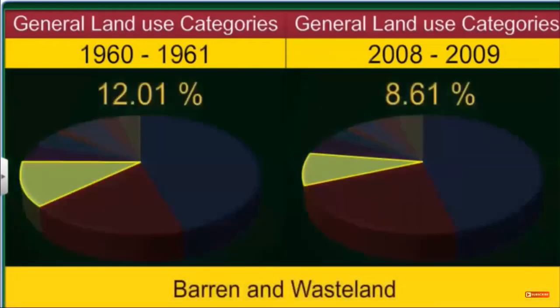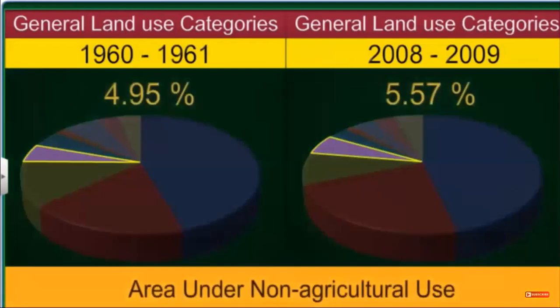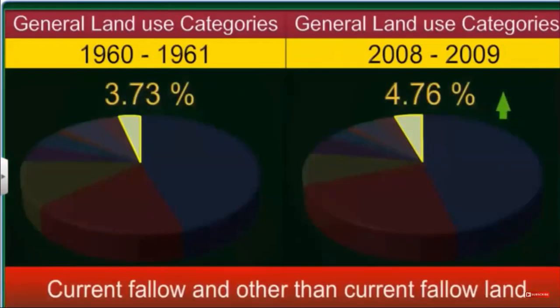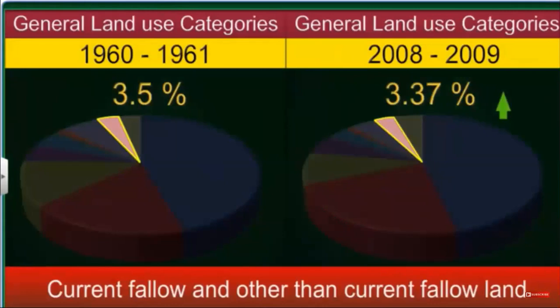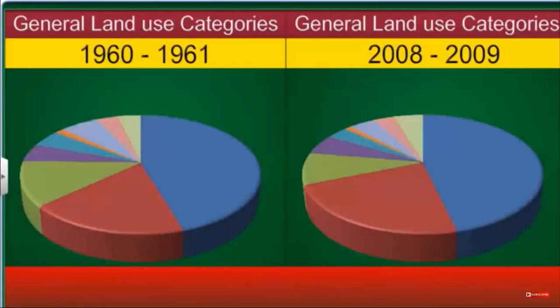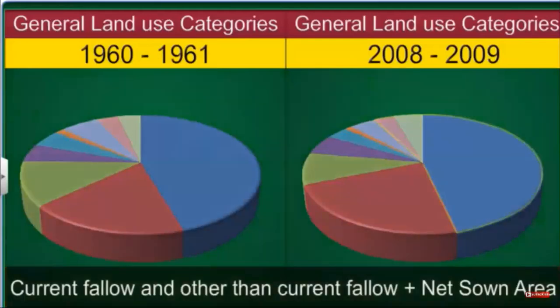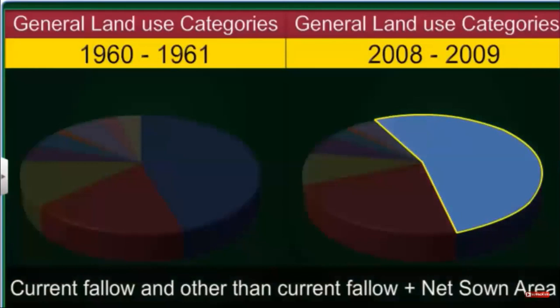The percentage of barren and wasteland decreased by almost half during the given period. However, this reclaimed land is used mainly for non-agricultural purposes. Current fallow and other than current fallow land also increased during this period. However, if these lands are included in the net sown area, since these lands are cultivated once or twice in 2 or 3 years, the percentage of net sown area goes up to 54%.